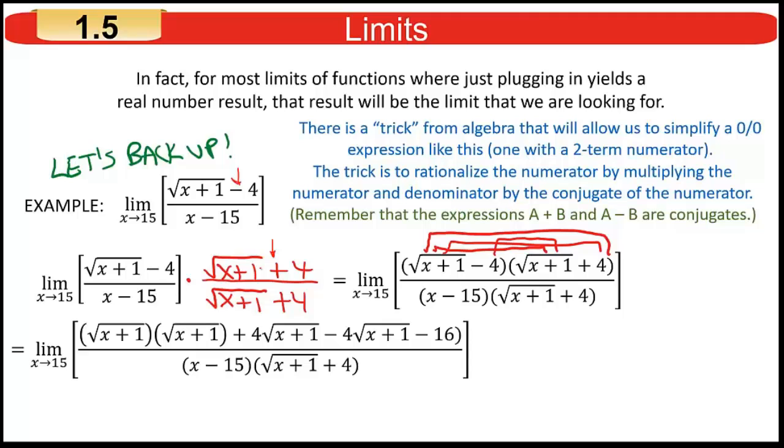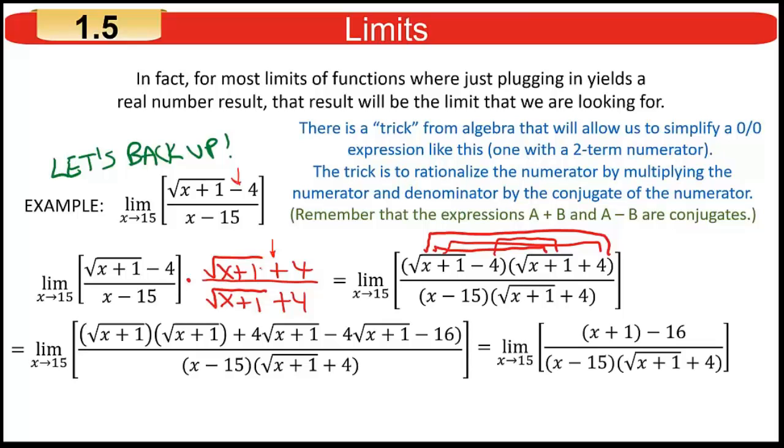So when you FOIL this out, you get first, outer, inner, last. You get square root of x plus 1 times the square root of x plus 1. You get on the outer term a 4 times the square root of x plus 1. Inner term is minus 4 times the square root of x plus 1. And the last term is minus 4 times 4, which is minus 16. If you continue simplifying that, what you'll see is that the plus here and the minus here add to 0.